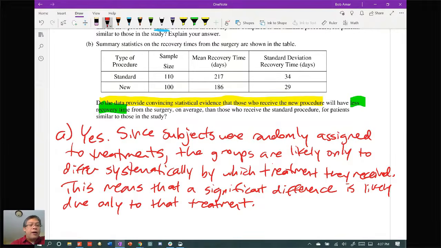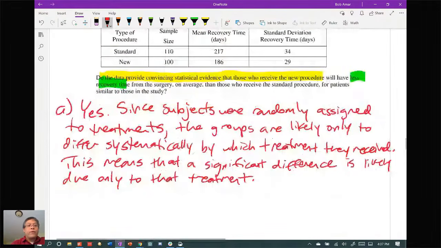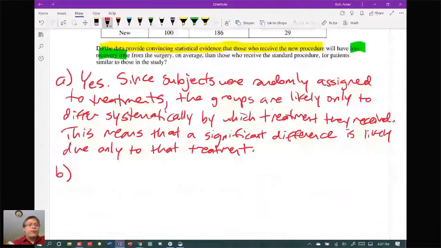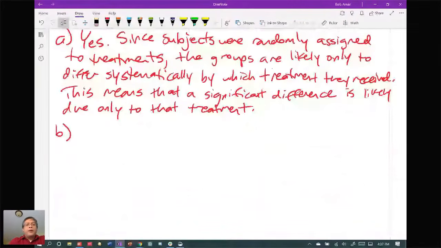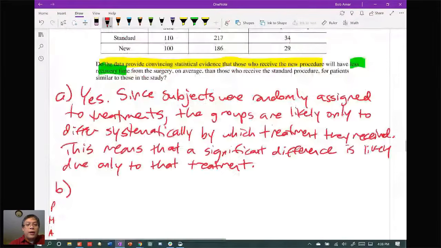Okay. If you've seen me work one of these before, you know that the template I use for writing what's in a hypothesis test is called PHANTOMS. So when I write PHANTOMS, I'm going to ask myself, did I do all the following things? I need to define some parameters. Okay, so the parameters, there's a standard and a new treatment.